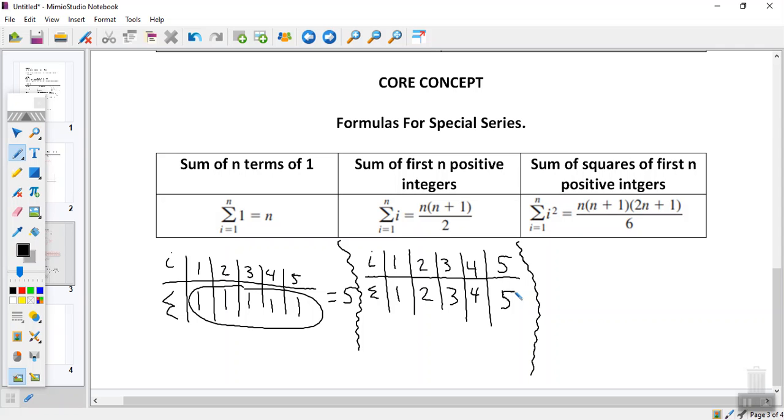What was n right here? How high up did I go? 5. Okay, so this is the same as 5 times 5 plus 1, which would be what? 6. Over what? 2. What did you tell me this added to? 15. What's 5 times 6 make? 30. Divided by what? 2. Which is? 15. Same thing, right?